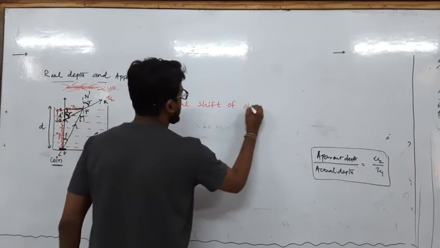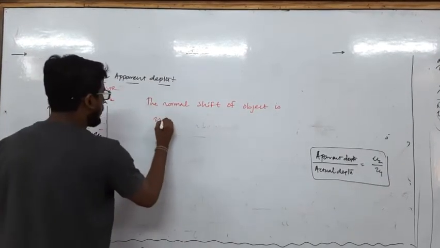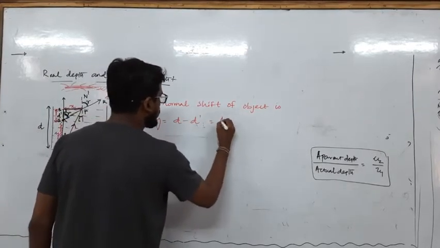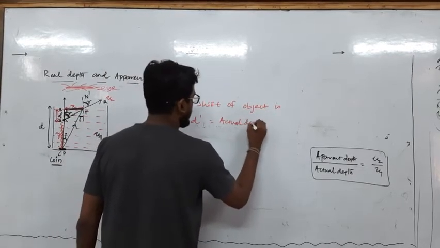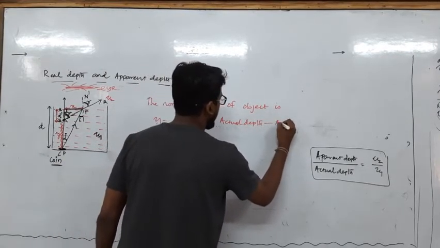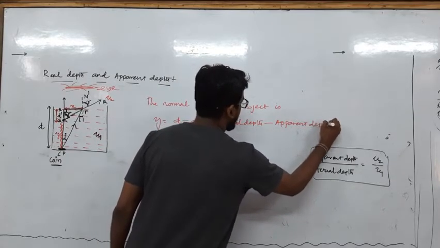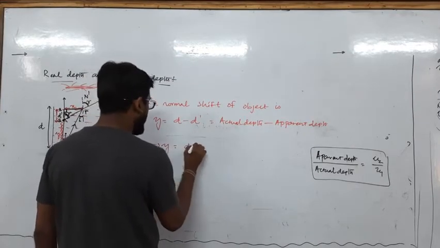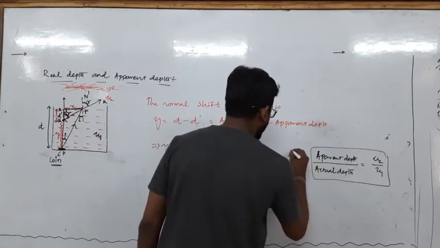So the normal shift of the object is Y equal to how much? D minus D dash, which is equal to actual depth minus apparent depth. So the normal shift Y equals D minus D dash, and from the relation, D dash by D equals how much?